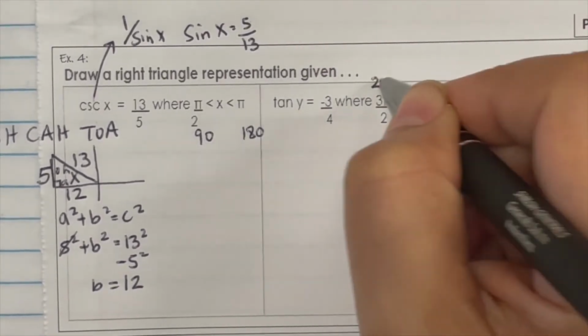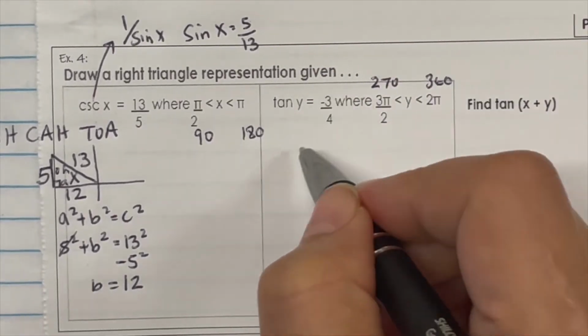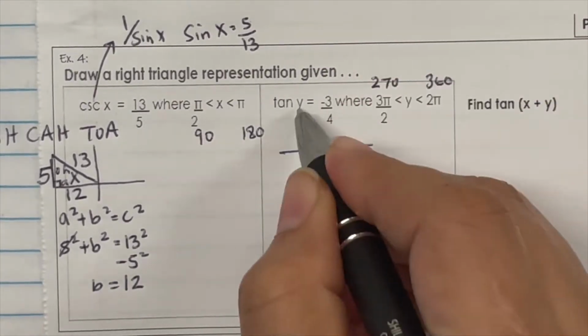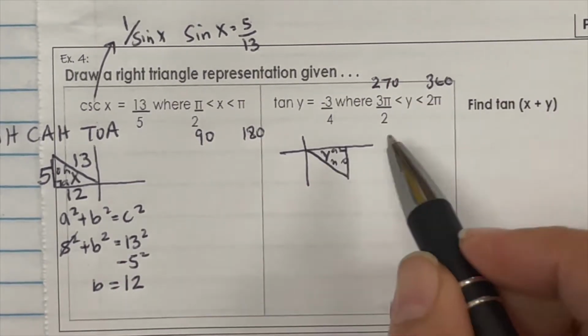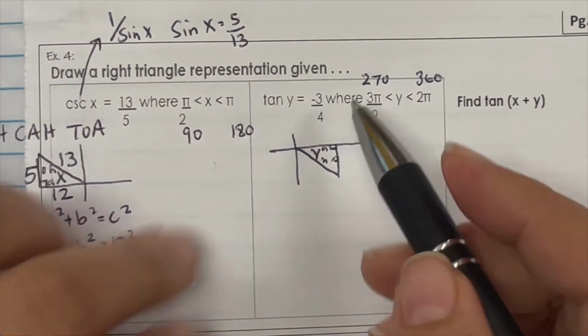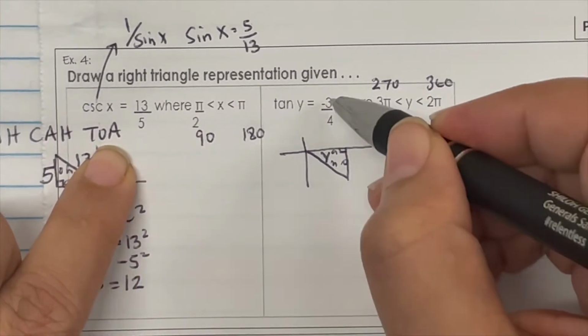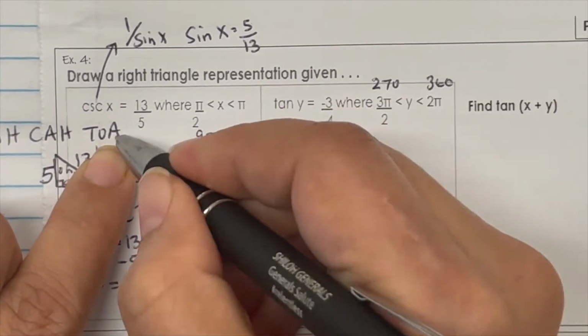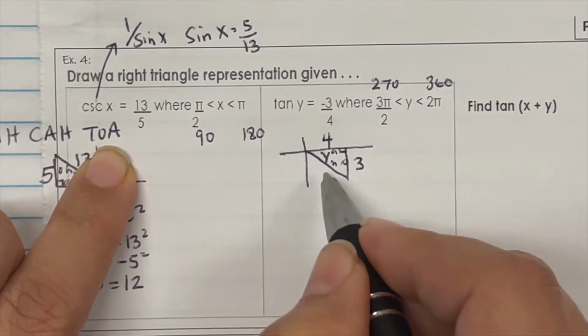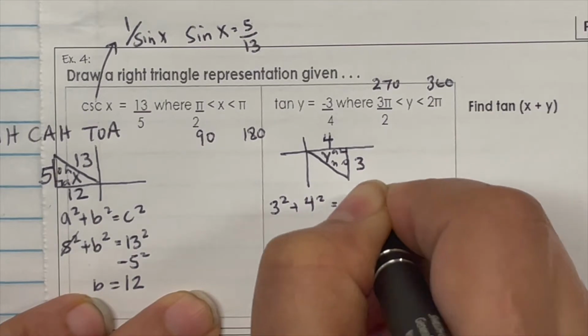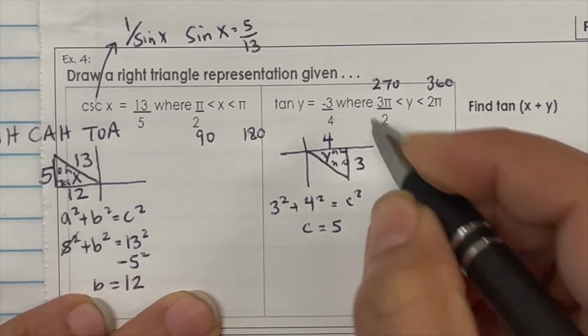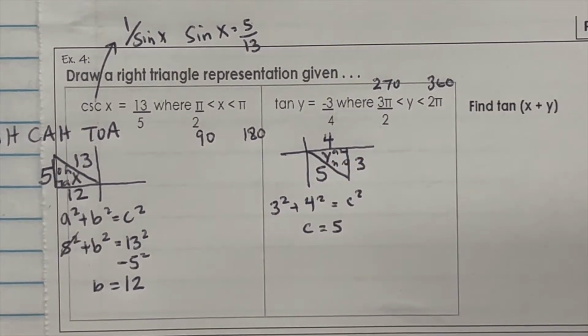All right, we have tan, and we have it between 270 and 360, so that's where you're going to draw your line. Reference angle is closest to the x-axis. Label it O, H, and A. Then tan is O over A, so the top number is opposite, the bottom number is adjacent, so label it. Use Pythagorean theorem to find the hypotenuse. So that's A squared plus B squared equals C squared. That's 3 squared plus 4 squared equals C squared. So C is equal to 5.